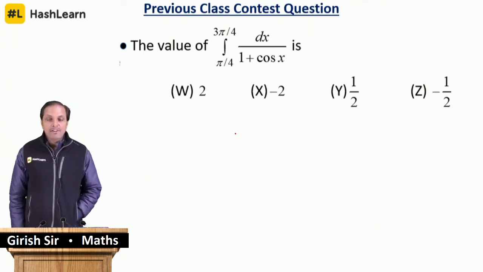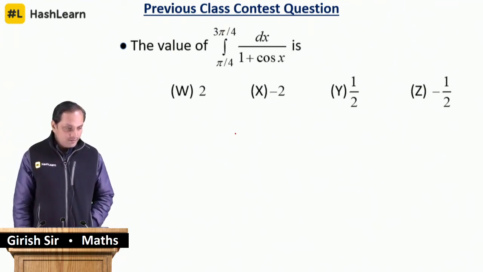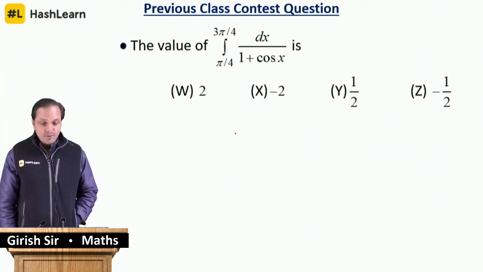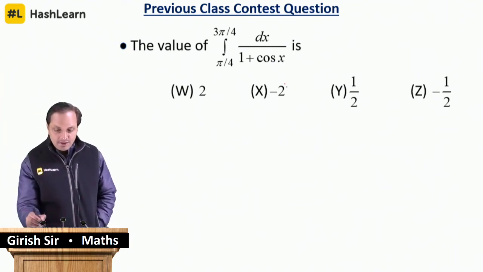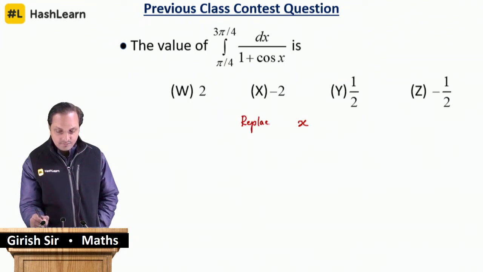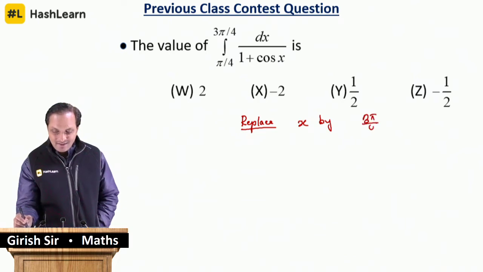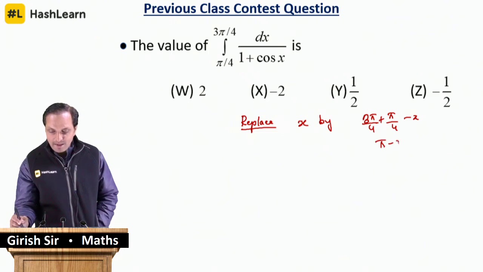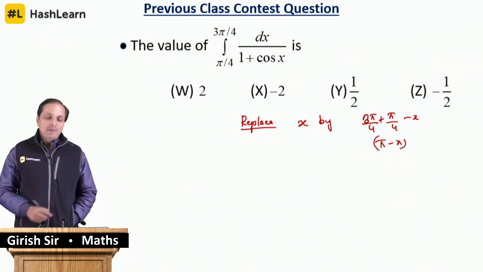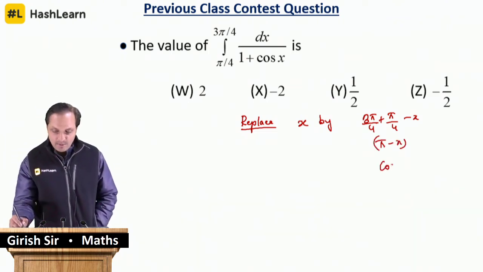Previous class contest question, no winner. You know how to do this problem. Replace x with upper limit plus lower limit minus x, that is pi minus x. When you do the replacement, you know that cos of pi minus x will be what?